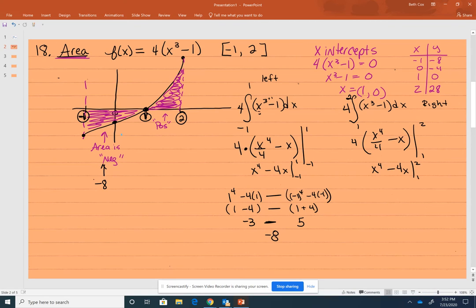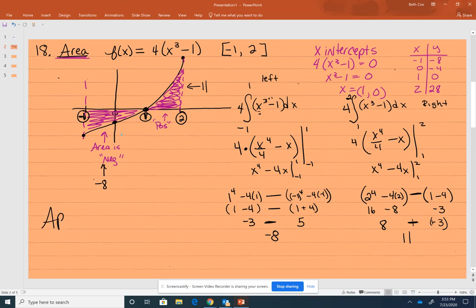So I'm going to plug in 2 first. So 2 to the fourth minus 4 times 2. There's my big minus. And then 1 minus 4 times 1. 16 minus 8, so that's 8. And then my big minus is negative 3. Which is going to be 8 plus 3, which is 11. Okay, so this area right here is 11.